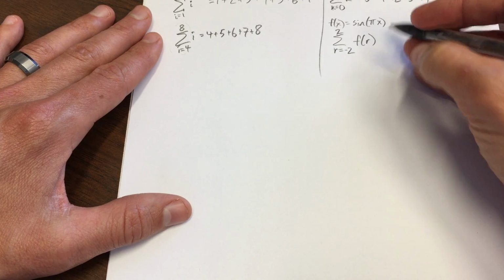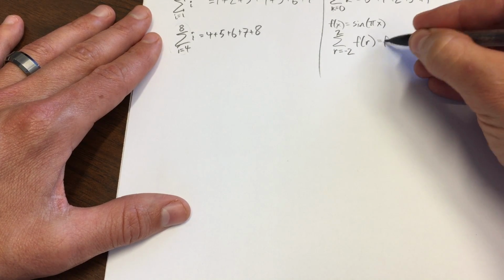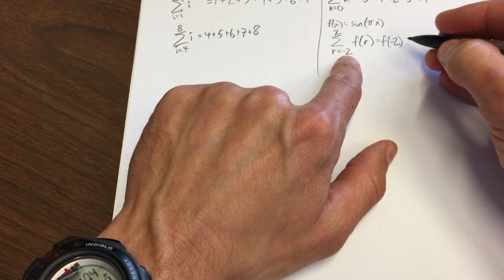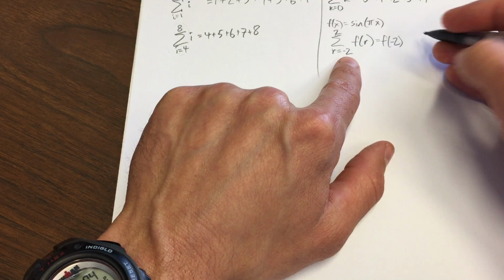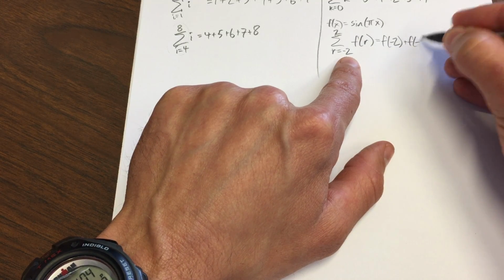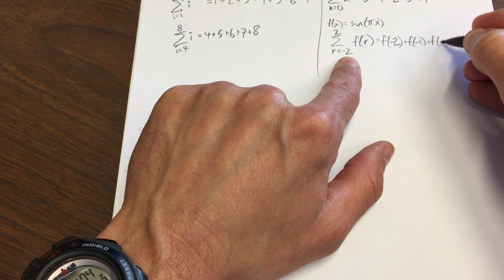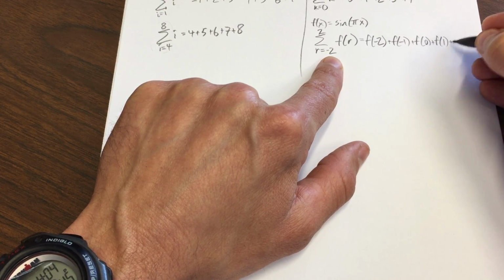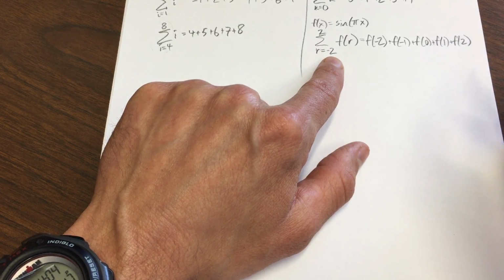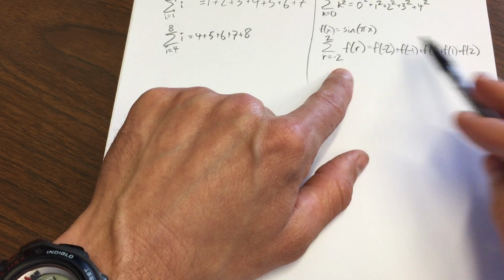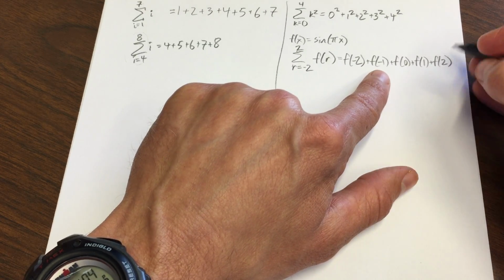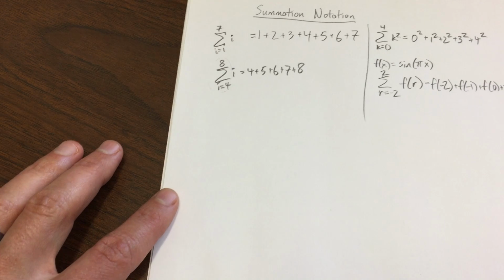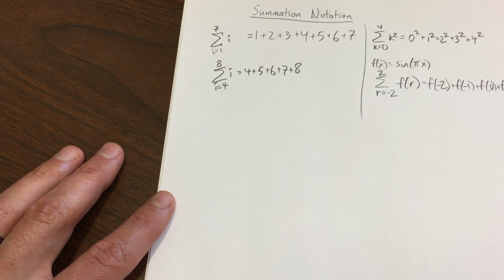So what's that mean? It means f of negative 2, again we start here, then count by integers, not with regard to the function, but with regard to the counter. So f of negative 1 plus f of 0 plus f of 1 plus f of 2. And since sine is symmetric, I think I've made this so the whole thing equals 0. So much fun. Okay, so that's just a little bit about summation notation.